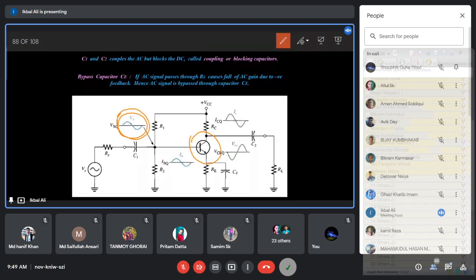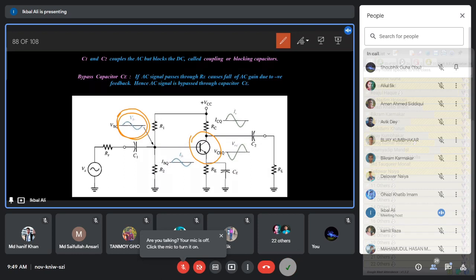All these amplifiers are called small signal as well as low frequency. Why it is called low frequency, we will discuss in the coming classes. Right now you cannot understand why it is also called low frequency, but for the time being you know that it is called the small signal low frequency amplifier.